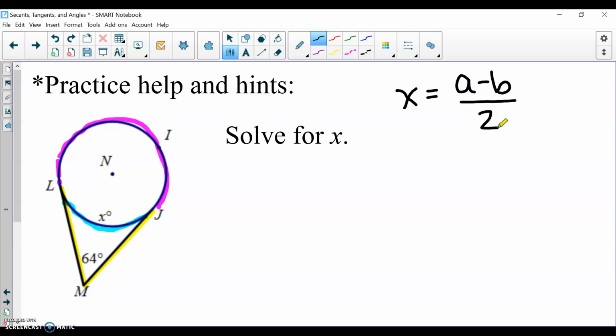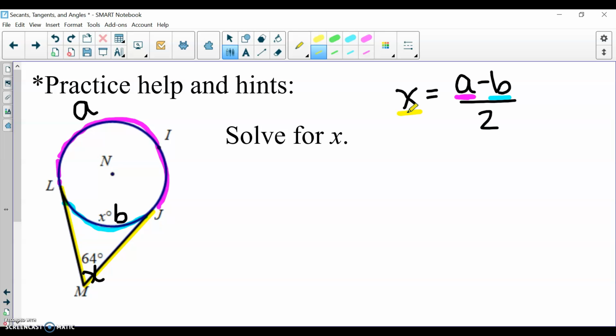Now this diagram can be a little bit confusing, but please remember that a is the larger intercepted arc, which is far away from your angle. B is the smaller intercepted arc closest to the angle. And then x is the actual angle that they give. So while our x is in a different location here, we have to understand what we're substituting into this formula and what our formula actually represents. So again, our larger arc minus the smaller arc divided by 2 is going to give us that angle on the outside.